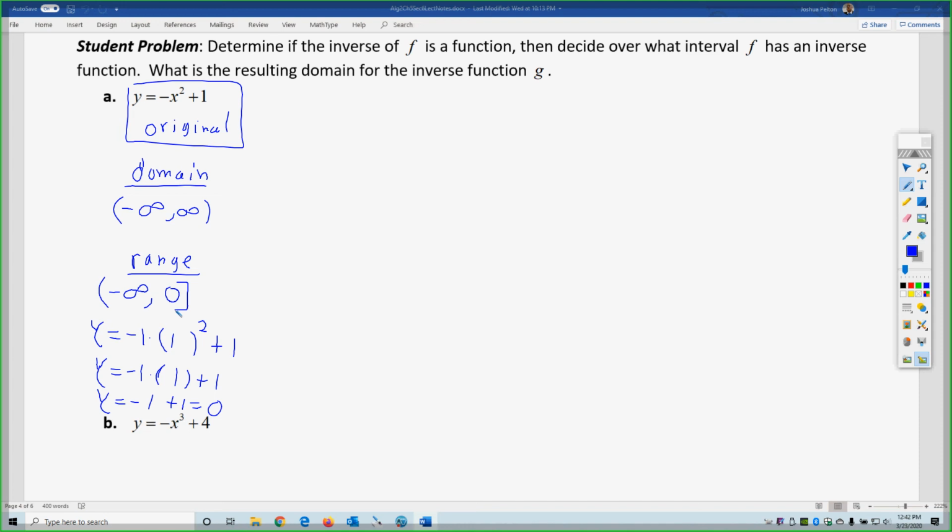Alright, so do the inverse now. So we'll switch the variable. And so we get x equals negative y squared plus 1. I like to put the negative 1 there instead. Let me just erase that real quick. Set the negative for the order of operations.